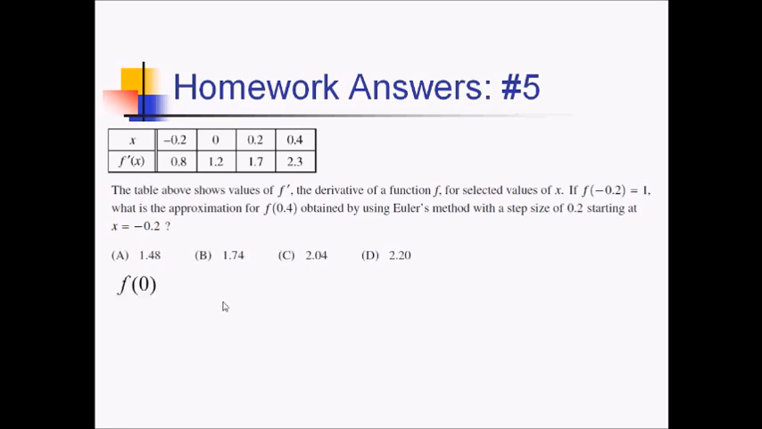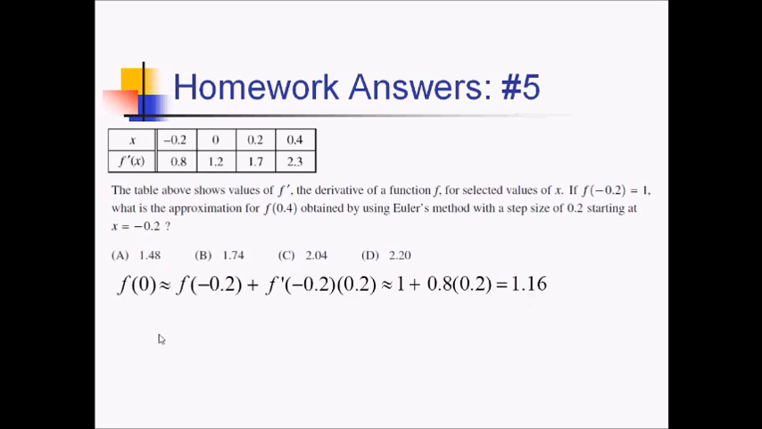So starting at the beginning, f of 0, that's going to be f of negative 0.2, which we know, plus f prime of negative 0.2 times our step size of 0.2. F of negative 0.2 they gave us over here, that's 1. And then f prime at negative 0.2, we can look that up in the table, which conveniently has values for everything we need for f prime. So that's going to be 0.8. Step size of 0.2. This is going to be 1 plus 0.16, so 1.16. And this actually was a calculator question, but so far we haven't needed one.